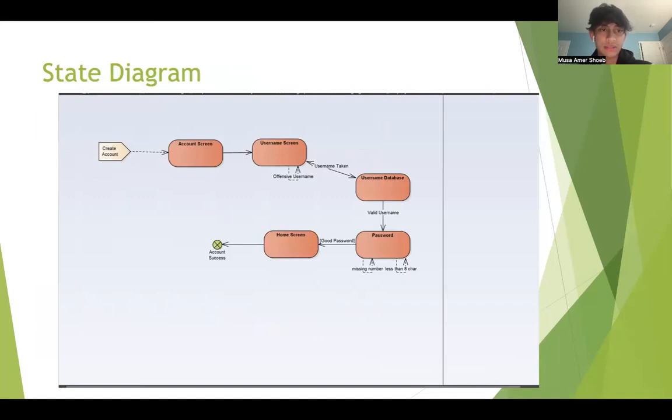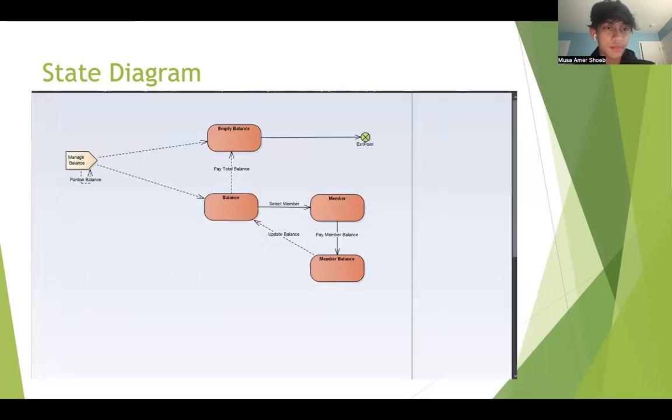Here's one of my state diagrams. It's just showing the different states of an account object. So maybe it'll be in the state of just the username screen because your username isn't working. So it can't be an offensive username. And also, if it reaches the database and there's already that username taken, you'll just go back to that username state. But then you can move on to the password state and then eventually just verifying your account.